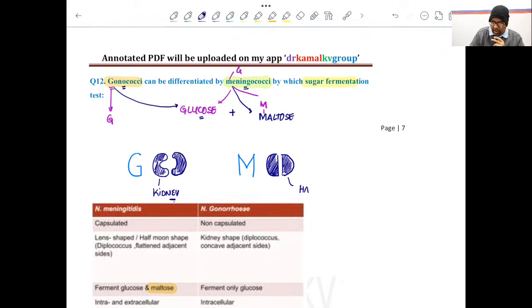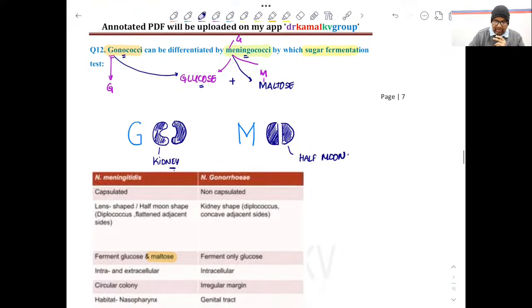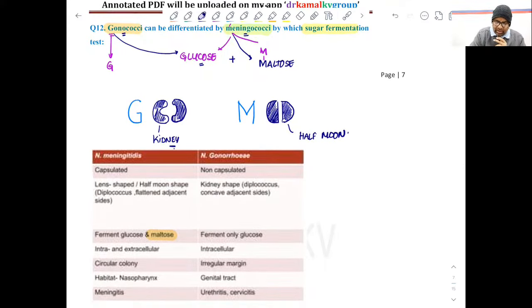This is half moon for Meningococci and kidney shaped for Gonococci, right? Meningococci is half moon shaped, and the Gonococci are kidney shaped. Clear? So here the adjacent surfaces are flat. You can see the adjacent surfaces are flat, and here the adjacent surfaces are concave. So this is one difference in terms of their appearance, right?